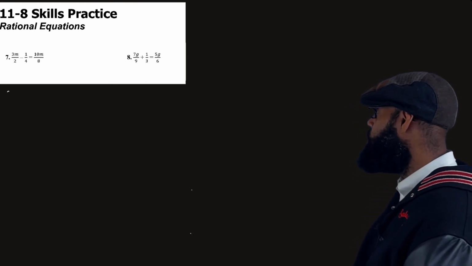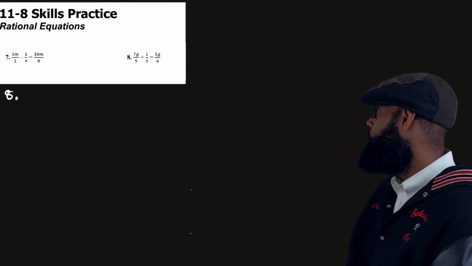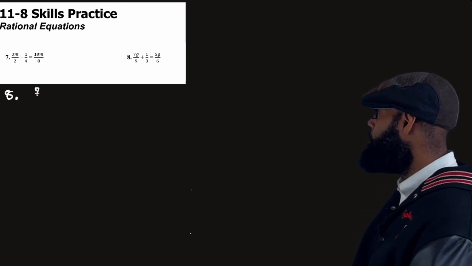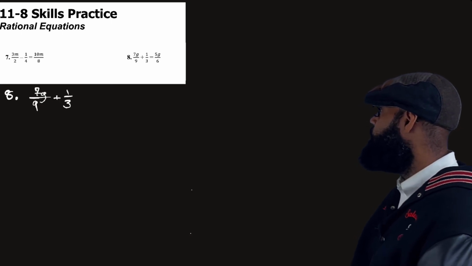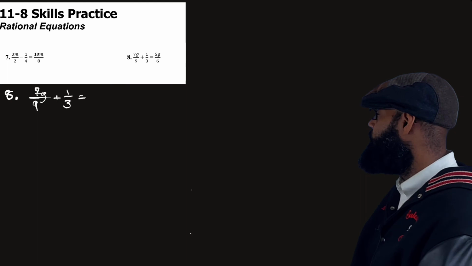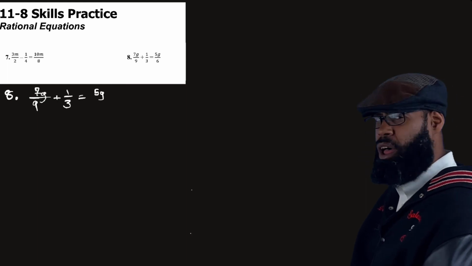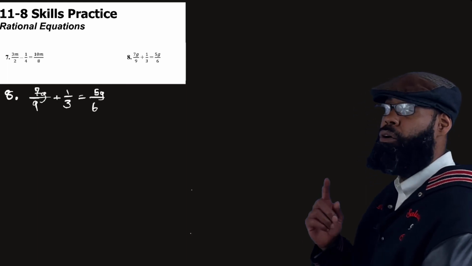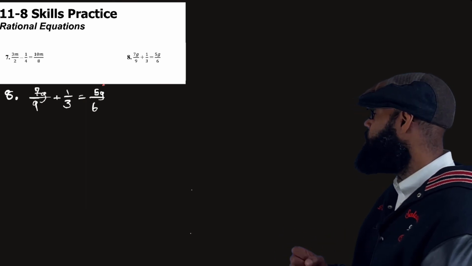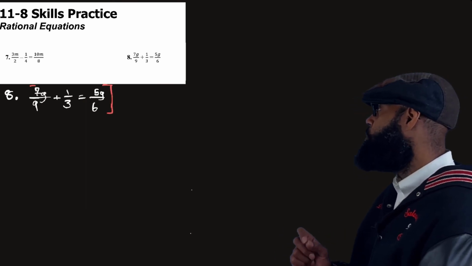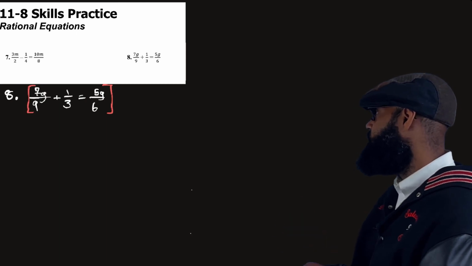So moving on to number 8, all right? This one, I've got 7g divided by 9, plus 1/3 is equal to 5g divided by 6. So again, my brain goes, huh? What? Oh, get rid of the denominators. What's going to bust these out? Well, what number can 9 go into, 3 go into, and 6 go into?